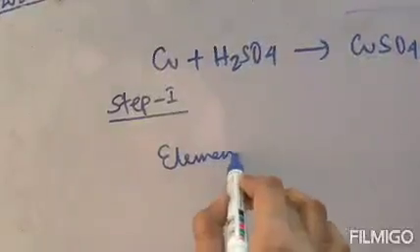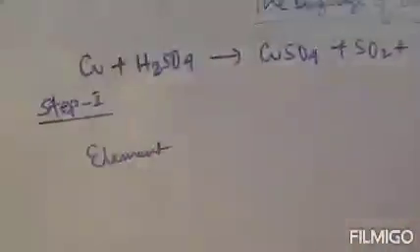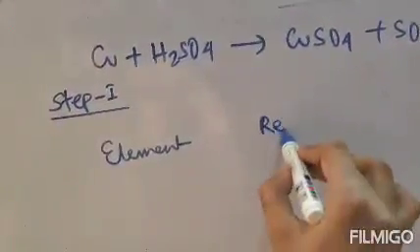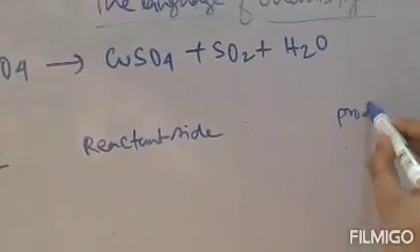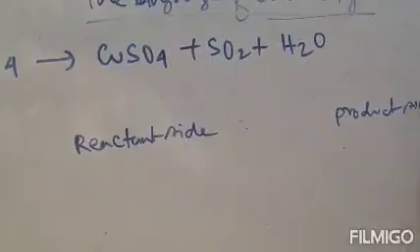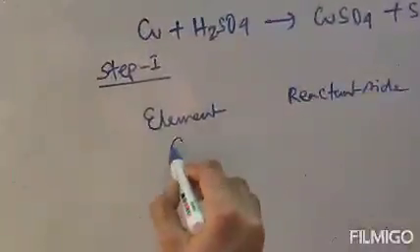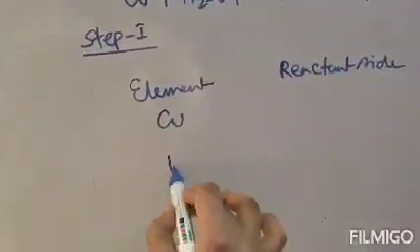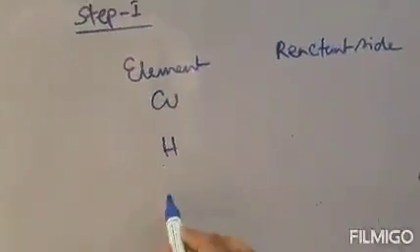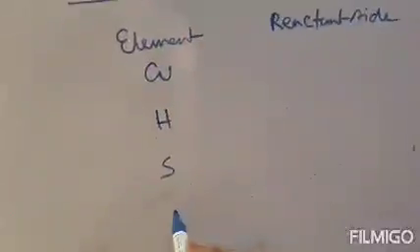Write element, then write reactant side, and then write product side. Clear? So the first element is copper, then hydrogen, then sulfur, and then oxygen.